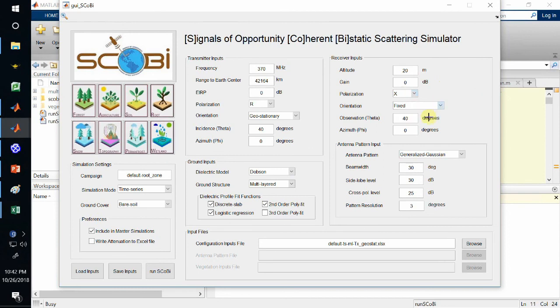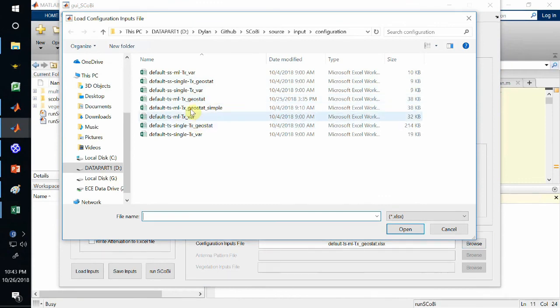Our orientation is fixed at the 40 degree and 0 degree incidence and azimuth angles. And again, our antenna input is a generalized Gaussian antenna pattern. We have our beam width, or half our beam width, being 30 degrees. Our side lobe levels are 30 decibels down below that. Our cross polarization level is 25, and our pattern resolution is 1 point for every 3 degrees. And we have our configuration inputs file linked, the one that we were looking at just a minute ago, linked to that Excel input, which was, let's see, right there.